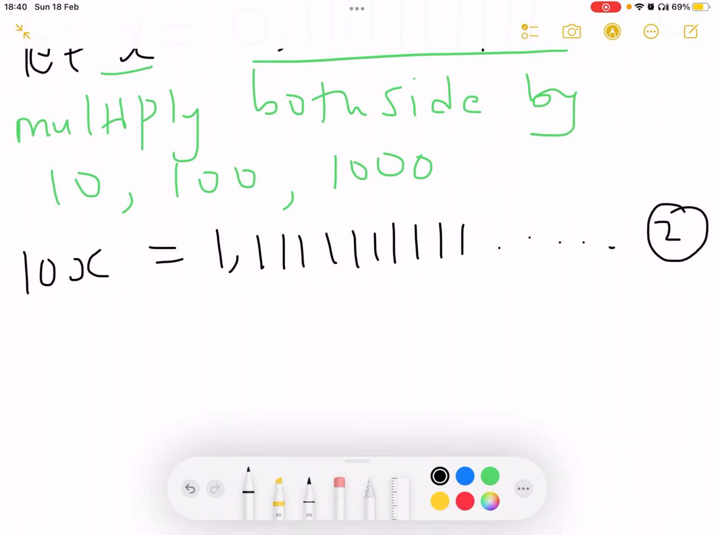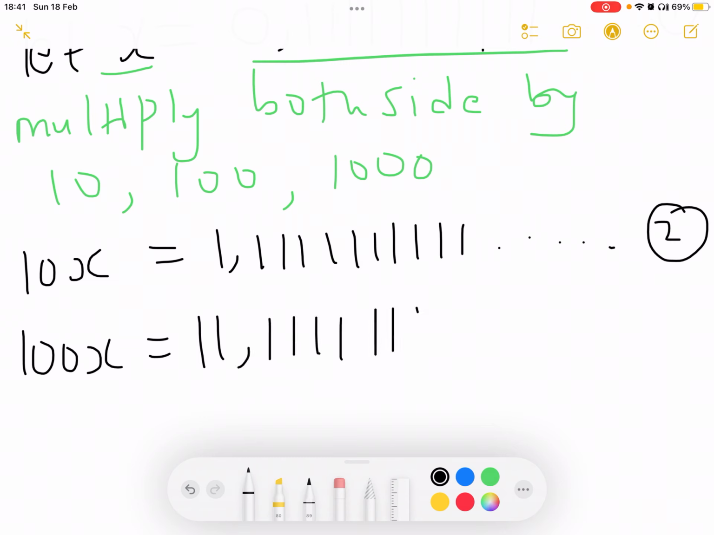You can go on and multiply by 100 on both sides of equation 1. If you multiply by 100 on the left hand side, you get 100x. Then this is equal to, multiplying 0.111 by 100 on the right hand side, 11.1111111 all the way up to the last bit.